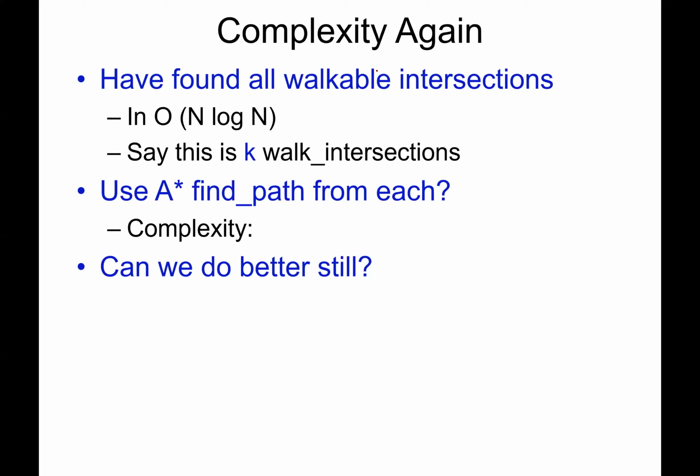In n log n time. So with n intersections in the city, run Dijkstra's algorithm once, and it'll actually find the minimum travel time, which could be walk time if we use the right travel function, in n log n. And again, let's say that k of those are actually within our walking time limit. If we take only those k intersections and run an A* find path from each, now what is our complexity?